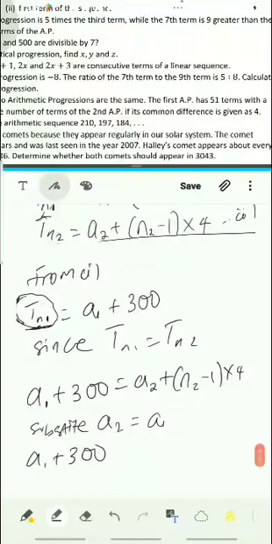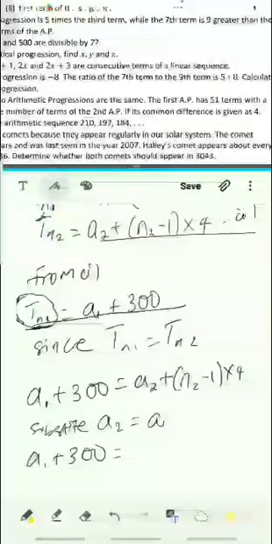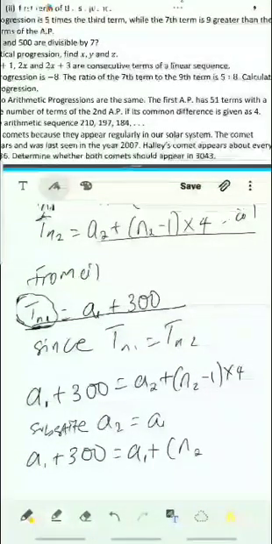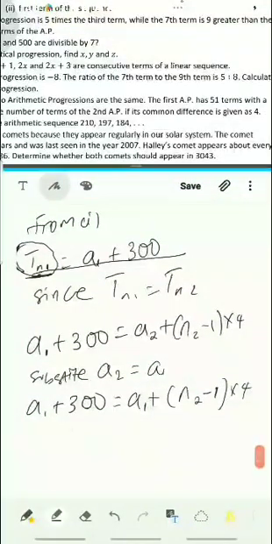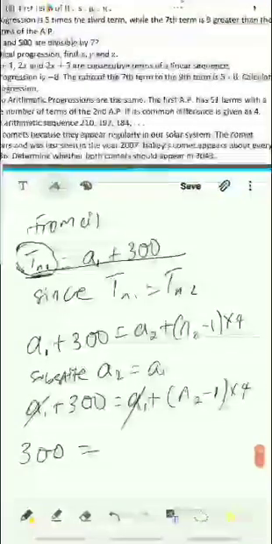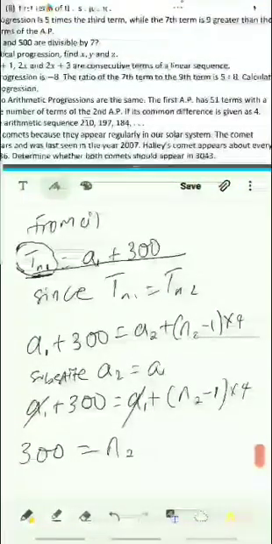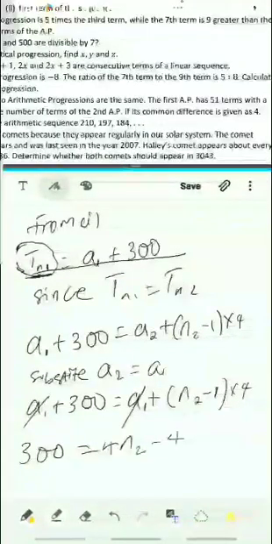So I'm going to be having A1 plus 300, this Tn2, because it is equal to this Tn1, equals what? A2 is equal to A1, first term and the last terms are equal, plus N2 minus 1 times 4. Okay? A1 will cancel A1 here because if it crosses the equation, they will negate each other. So we have 300 equals, just expand the bracket once, 4 times N2, 4N2 minus 4.